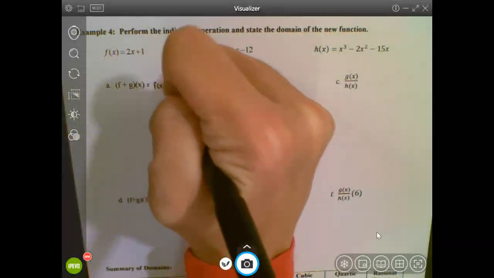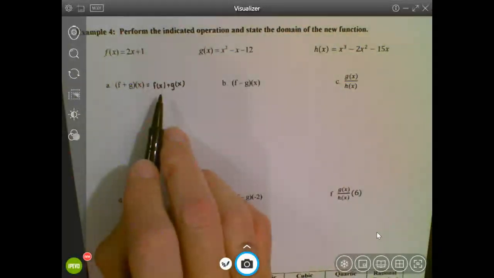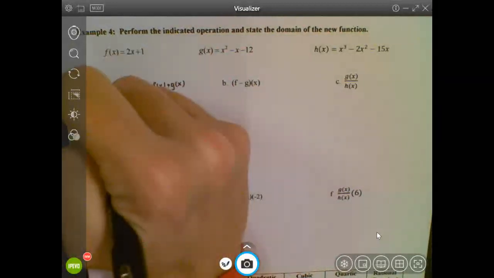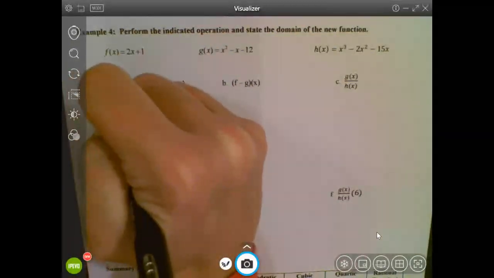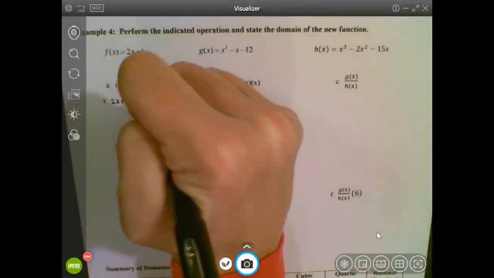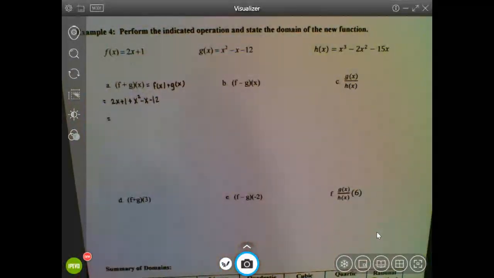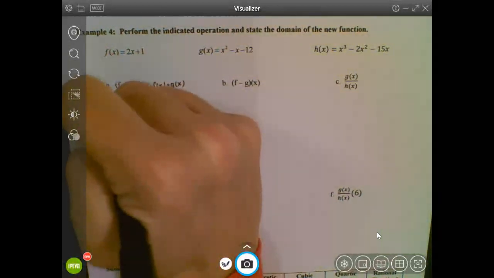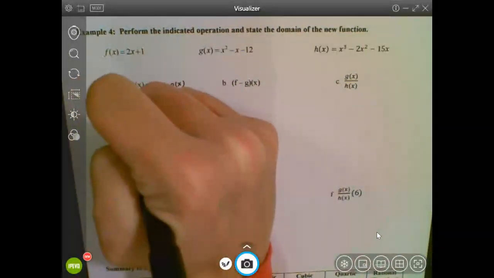So remember that this notation of f plus g of x is really just saying that this is f of x plus g of x. So we know that f of x is 2x plus 1. G of x is x squared minus x minus 12. So when I combine my like terms here, this is going to give me an x squared plus x minus 11.